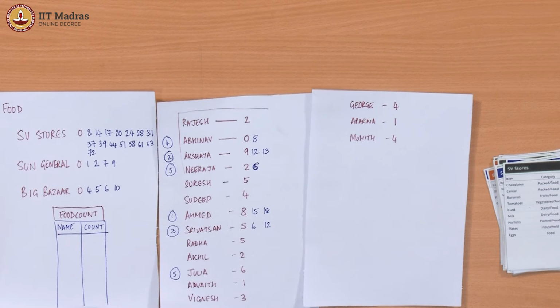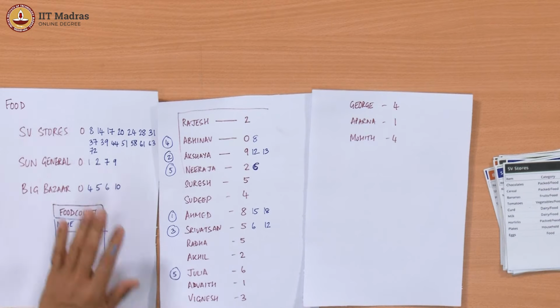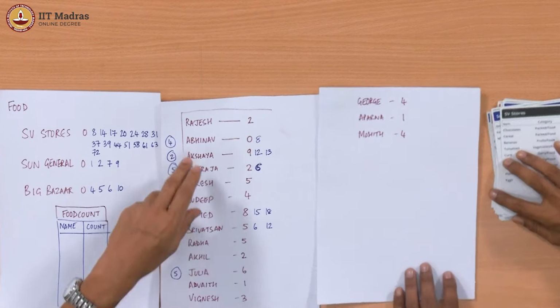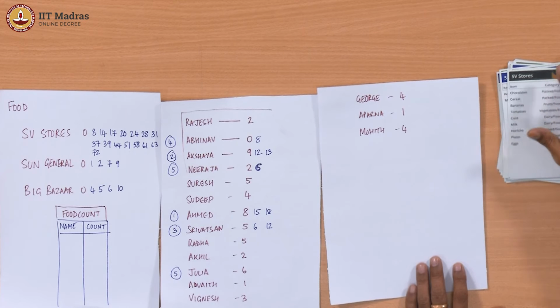Yeah. What do you want to verify? We want to check that these 6 people generally buy their food from the top ranked food shop, which is SV Stores. Yes. How do you do that? So we will have to go through and find the bills for these guys and see which shops.